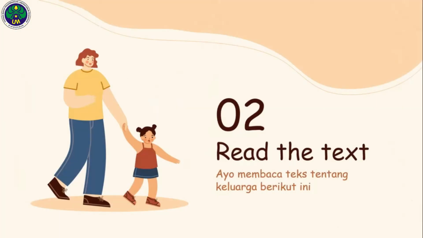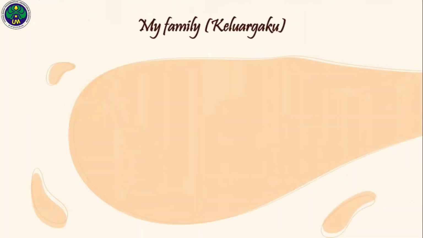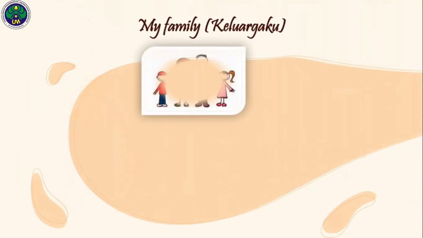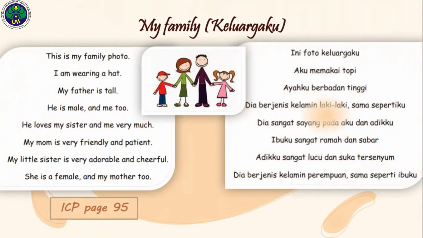Okay, now let's get to the next activity. Read the text. Ayo membaca teks tentang keluarga berikut ini. The title is My Family, Keluargaku. You have the picture here. For ICP, open page 95, and for bilingual, open page 96. Okay, let's read together. You can repeat after me.